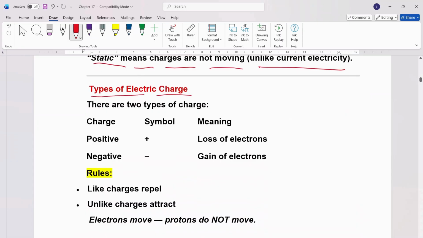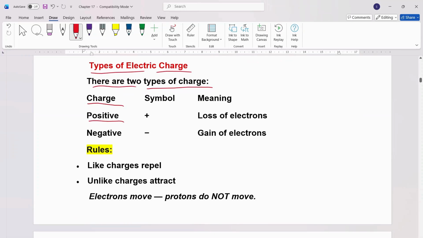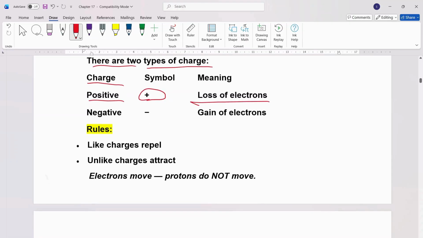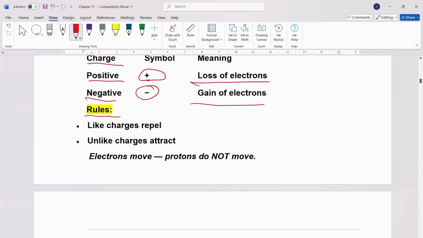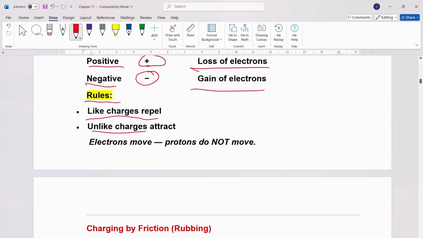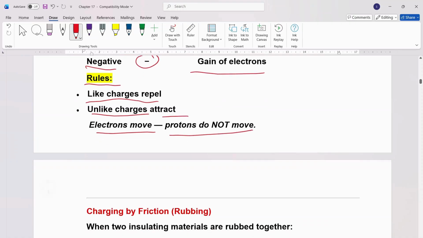Types of electric charge. There are two types of electric charge. Positive, the symbol is plus, meaning loss of electrons. Negative, the symbol is minus, meaning gain of electrons. The rules are like charges repel, unlike charges attract. Electrons move, protons do not move.